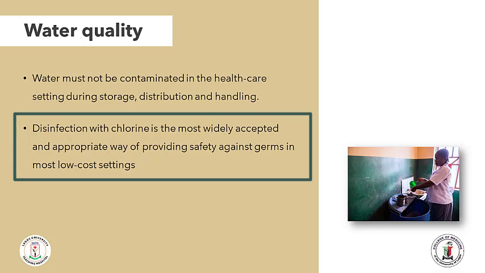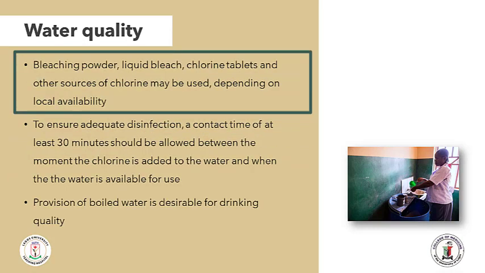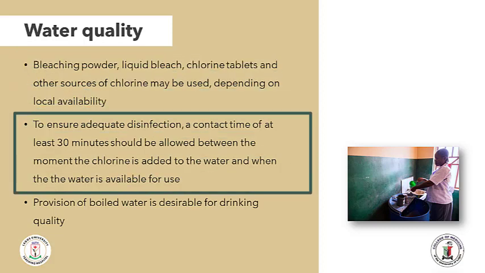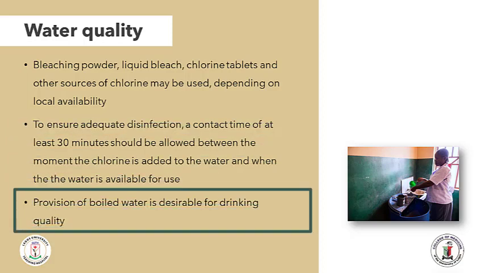Disinfection for water is chlorine, which is the most widely available method. You can use liquid bleach, you can use chlorine tablets, you can use bleach powder, and other sources of chlorine can be used. And these must stay in contact with the water for at least 30 minutes before the water is used. Water for drinking should be obtained from a safe source and boiled before drinking.